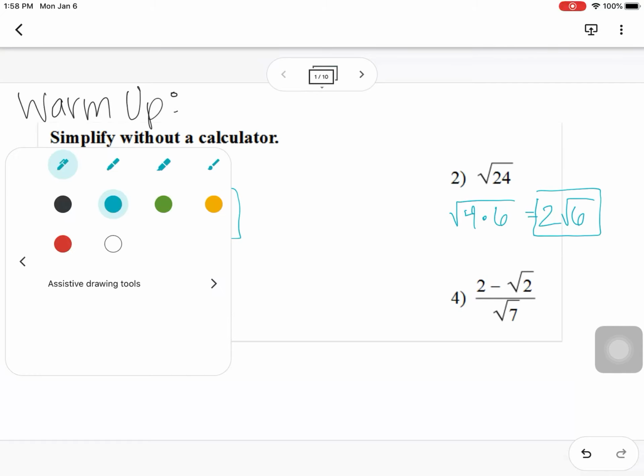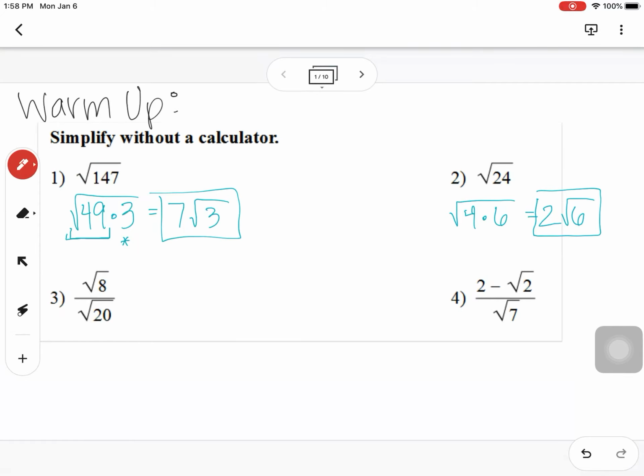On 3 and 4, we're talking about rationalizing. When you learned how to rationalize in Algebra 2, what you should have learned was to first check to see if you can simplify either your fraction or your radical. In this one, we could do it either way. I prefer to simplify this fraction. Something that goes into both 8 and 20 would be 4. So this is really the square root of 2 over the square root of 5 if you divide a 4 out of 8 and 20.